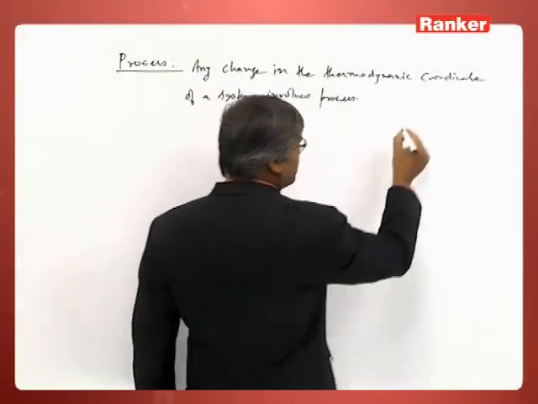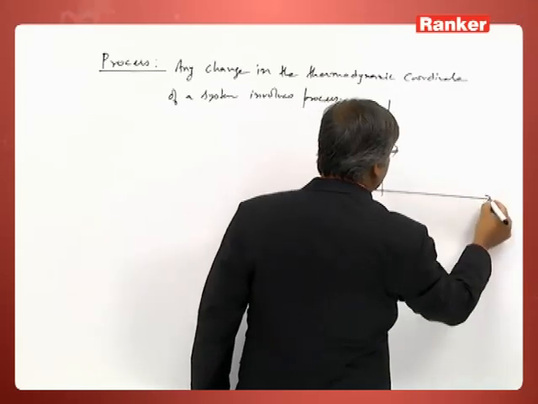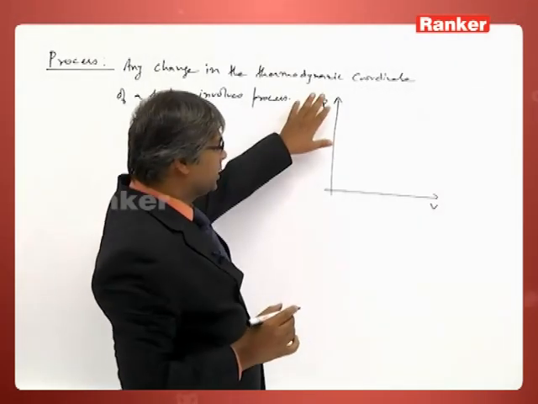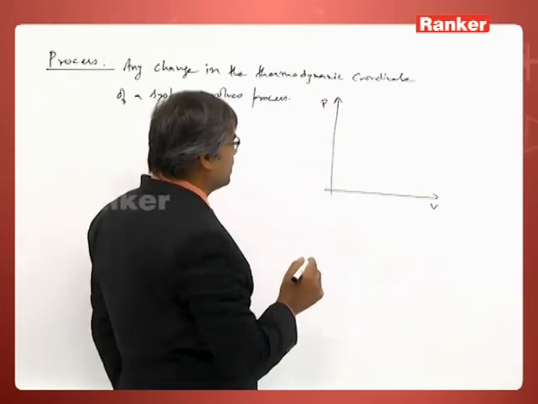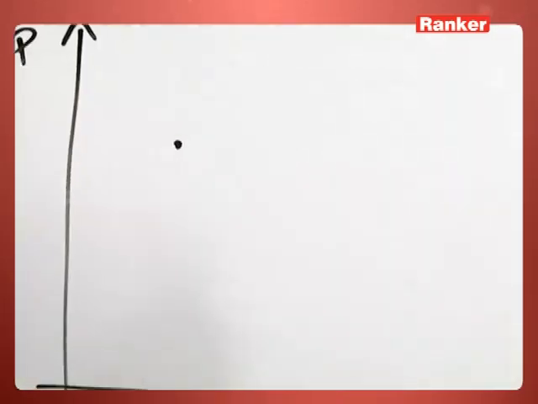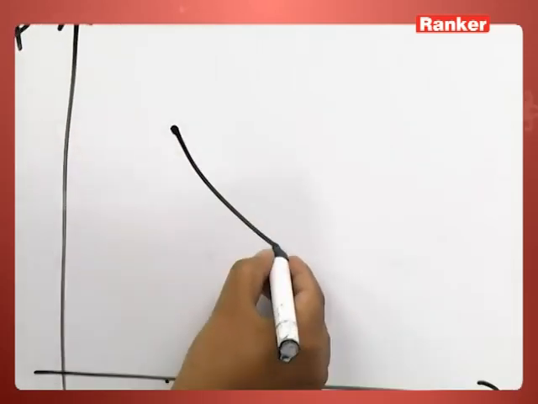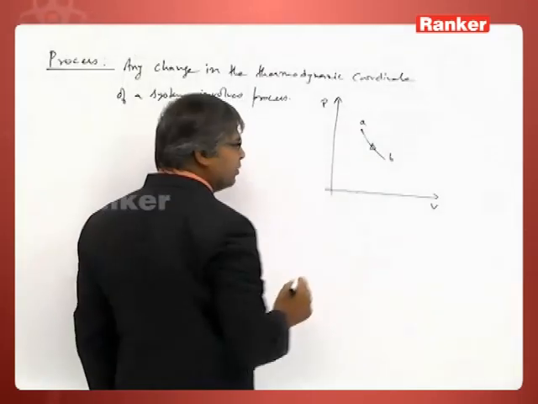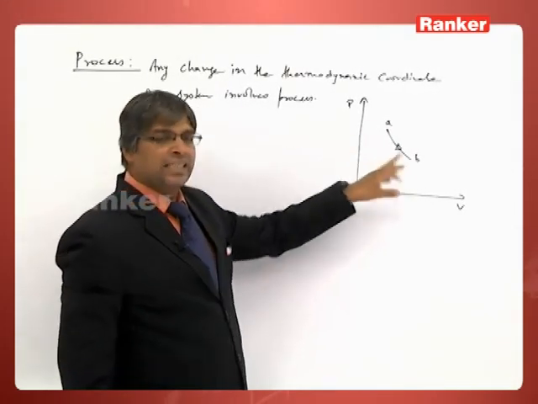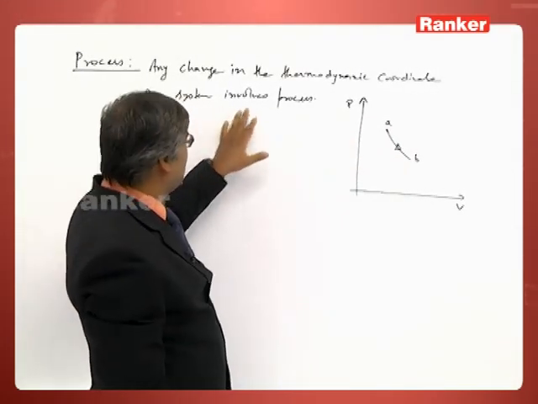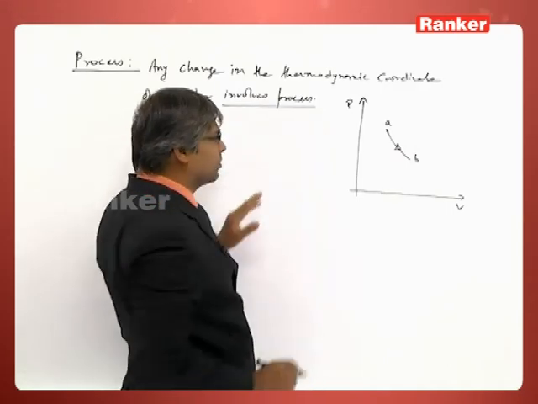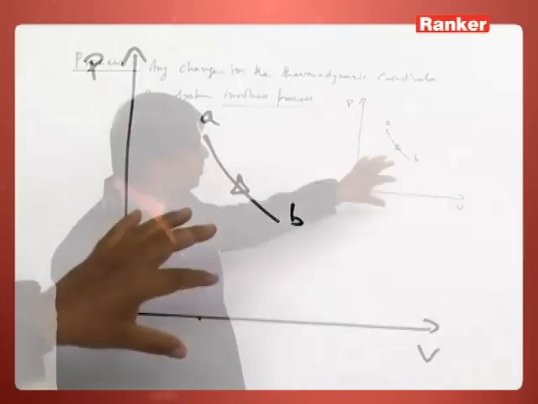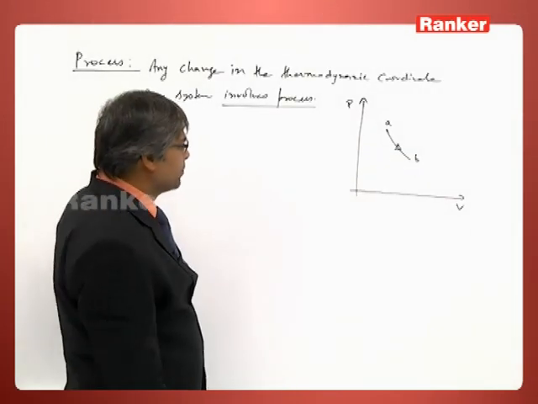For example, suppose we have a gas, in which we plot here pressure and volume. So initially the volume is this much and pressure is, so initially it is at A and then it went to B. So any change in the state of the system involves a process. So process is what? Whenever there is a change in the thermodynamic state of a system, that's a process.